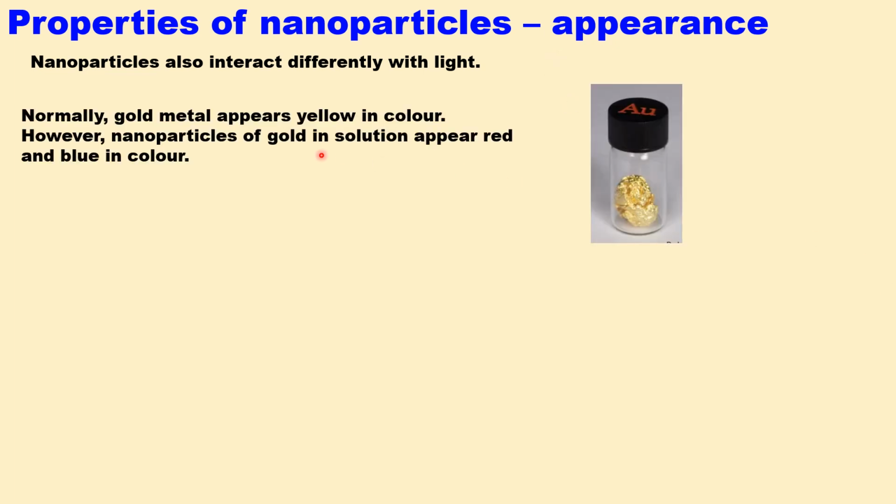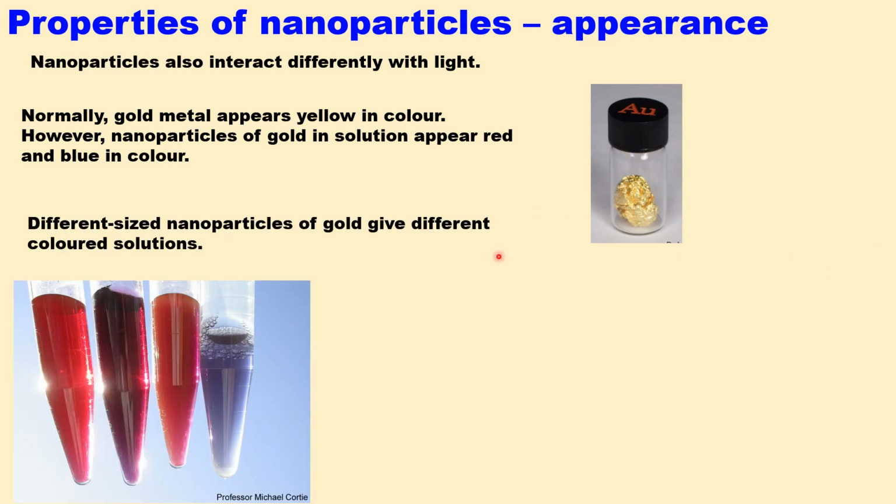Now the properties of nanoparticles. Suppose we talk about the optical properties, or appearance. If we take the example of gold, a bulk piece of gold is yellow in color. But nanoparticles of gold can be red or blue depending on the size of the nanoparticle. So different size nanoparticles give different colored solutions.